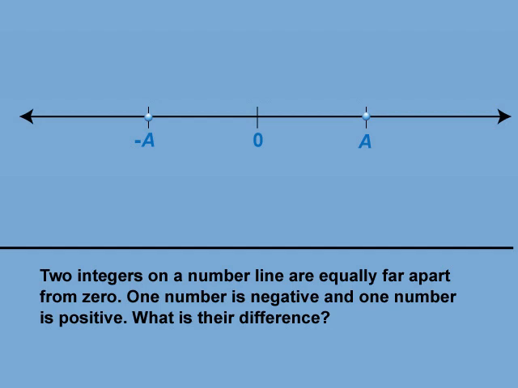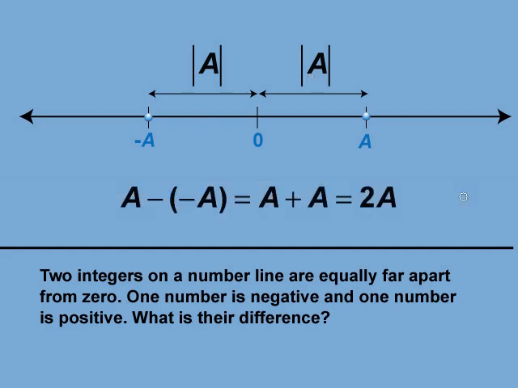Let's look at another example. Two integers on a number line are equally far apart from 0. One number is negative and one number is positive. What is their difference? The letters shown on the number line represent integers that are the same distance from 0. So the absolute value for each integer is the same as shown here. The difference between a and negative a is shown here. Recall that subtracting a negative integer is the same as adding a positive integer. We get a plus a, which is 2a.